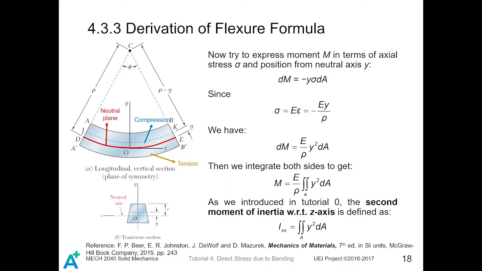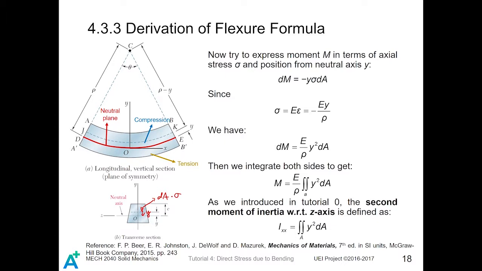Now let's relate our derivation to the moment. Try to express the moment M in terms of axial stress sigma and position from the neutral axis y. Consider a differential area dA which has an axial stress sigma. It is located at position y from the neutral plane. The differential moment generated by this differential area is given by dM equals y times sigma times dA.